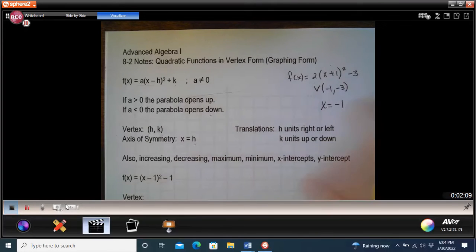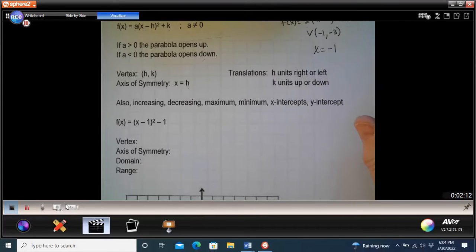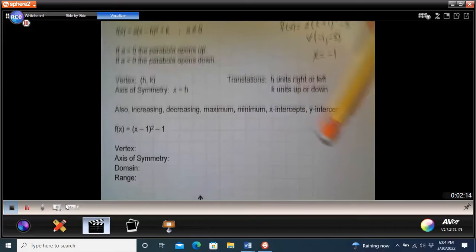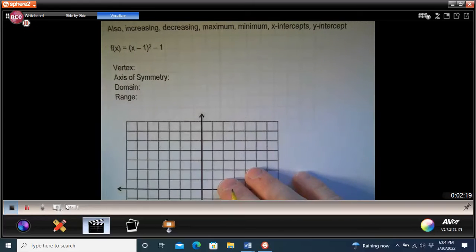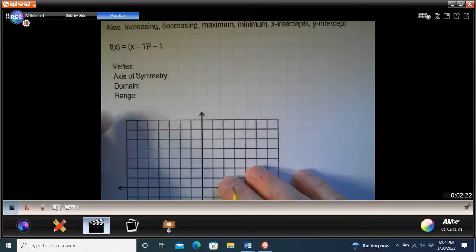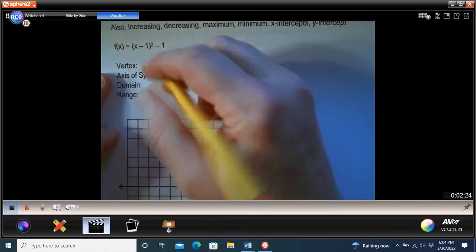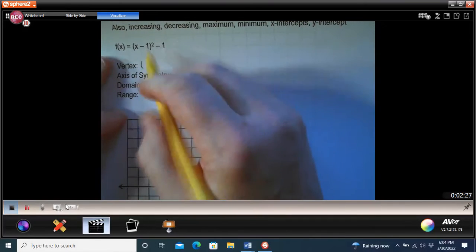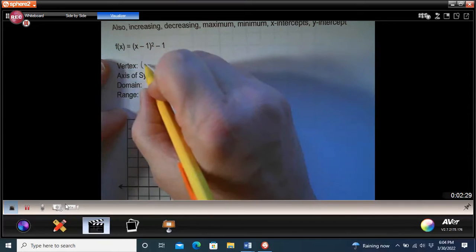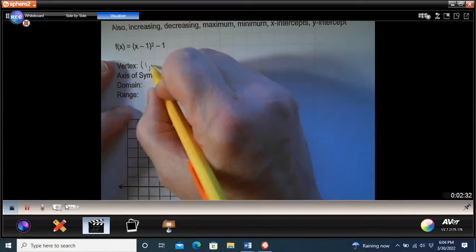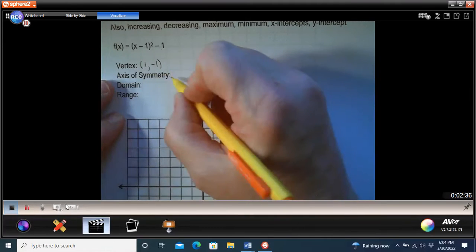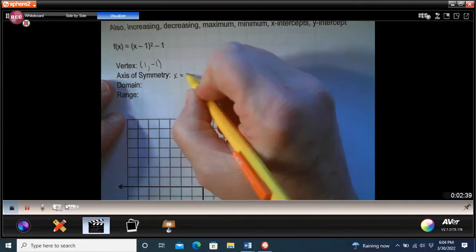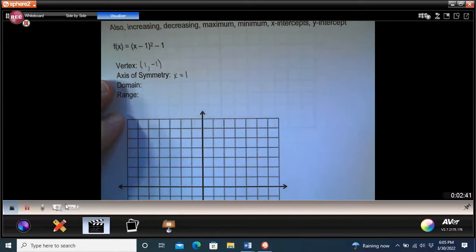And then we can look at this. So we have, for an example here, f(x) = (x − 1)² − 1. The vertex is going to be the opposite of what's in there, which is going to be +1, and the same of what's out here, so that's going to be −1. And the axis of symmetry is x equals the x coordinate of that vertex. And then we'll talk about the domain and range here in a second.